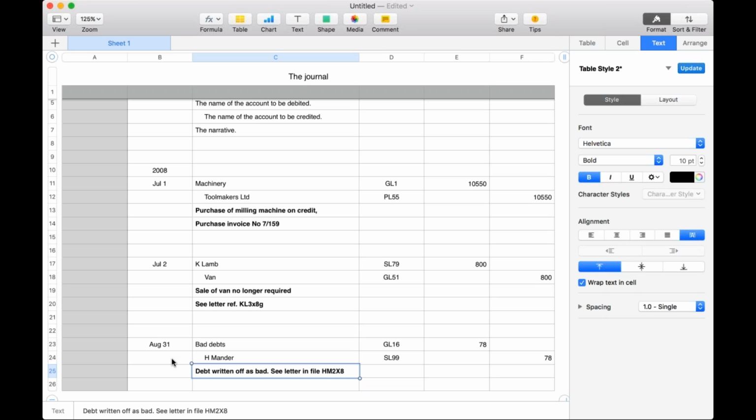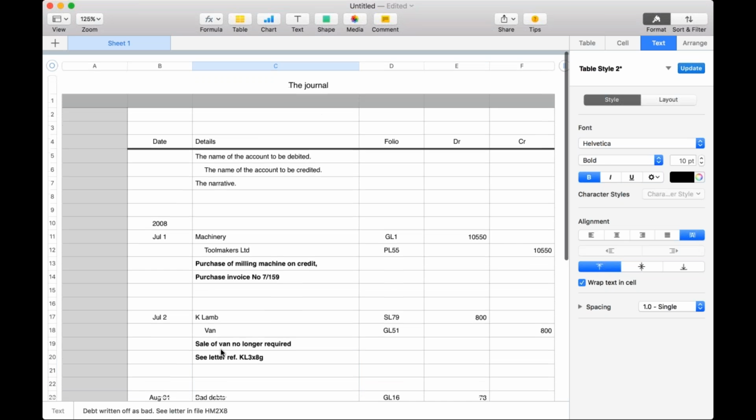And as I say, it's very important for me to hit home that the journal itself is not part of the double entry system. It's merely a sort of diary method of recording transactions that happen in the business that can't be recorded anywhere else. And once they're written in the journal, they can then be posted to the relevant double entry accounts.